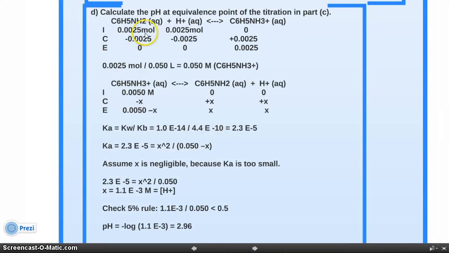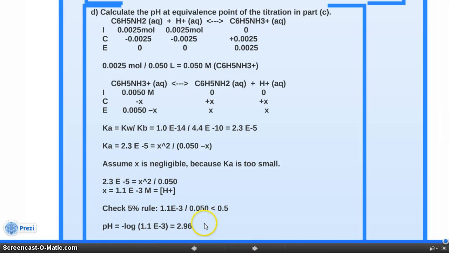In part D, it asks for the pH at the equivalence point, and you do the same, 2 ice boxes, and this time you can find a Ka. You don't have to use the Kb. Well, you have to use the Ka, and you can neglect X because later it shows that it's smaller than 0.5, and you come out with a pH of 2.96.